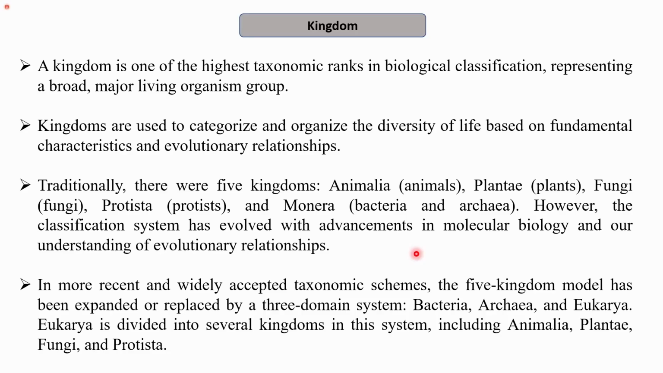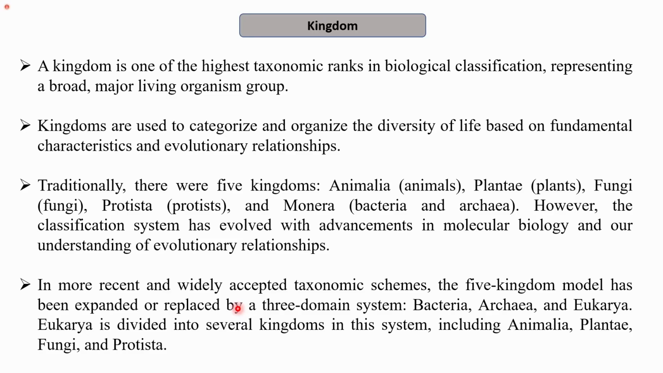However, now the classification system has evolved. We can study in detail at the DNA and RNA level, and our understanding about the evolutionary relationship between the different organisms has improved a lot. So based on that improved understanding, both at the evolutionary level and the molecular level, we have modified this taxonomic classification system, and in a more recent and widely accepted taxonomic scheme, the five kingdom model has been expanded, or we can say it has been replaced by the three domain system.